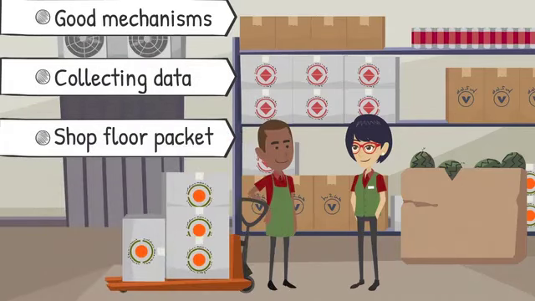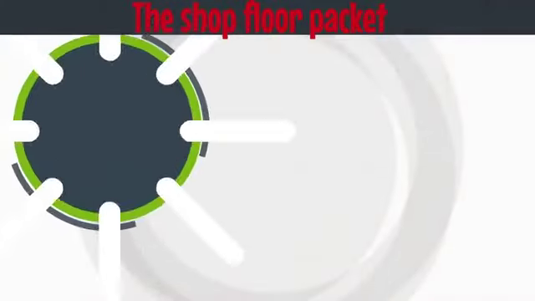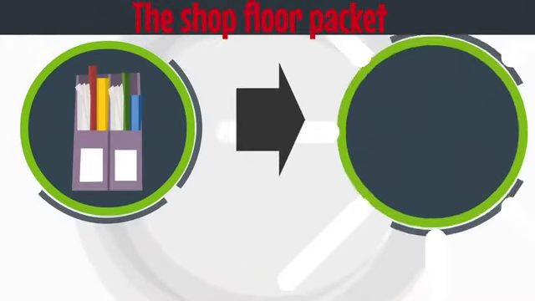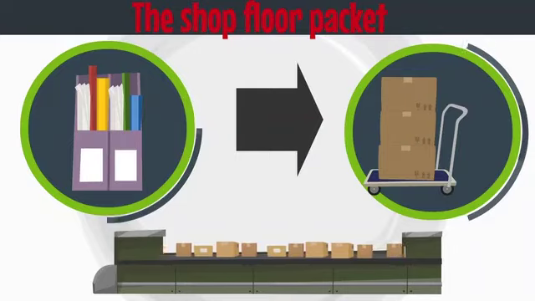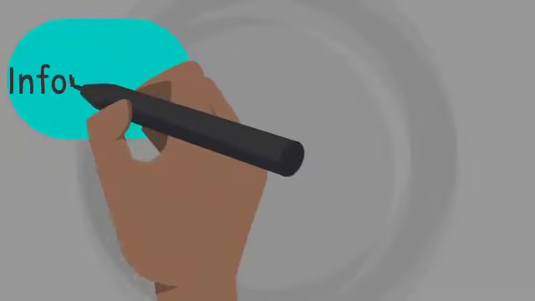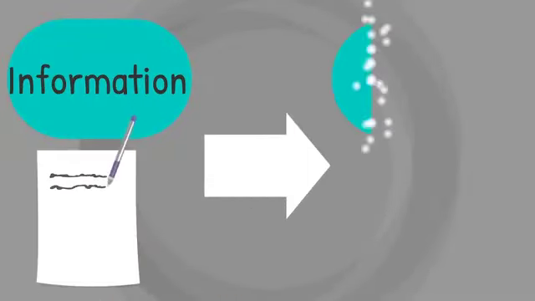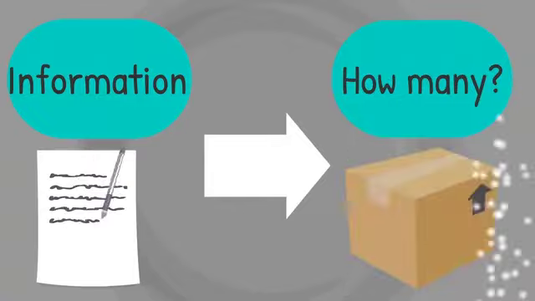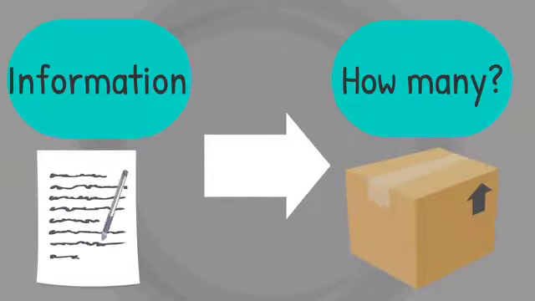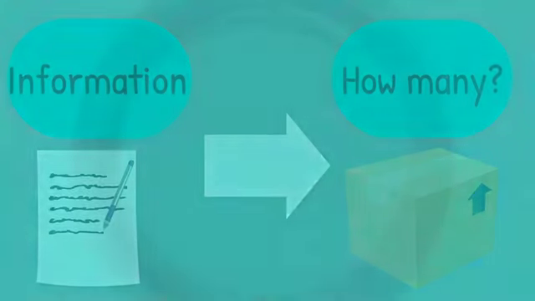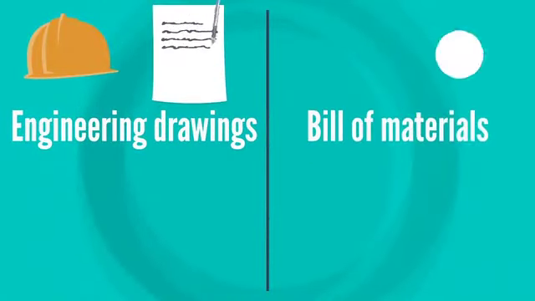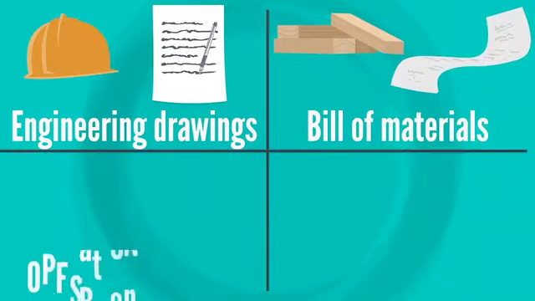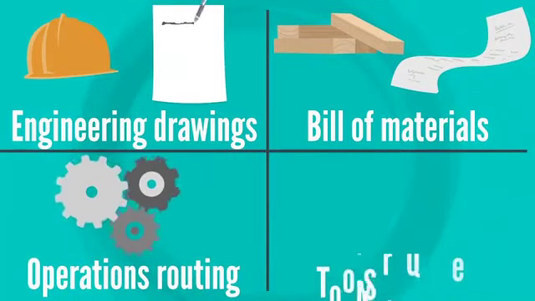floor packet. The shop floor packet is a set of documents which accompany a works order as it moves through the production facility. It consists of information about the finished item to be produced and how many are to be produced on the works order. Also included in the shop packet are any engineering drawings, the bill of materials, the operations routing, and the tools required to complete the job.